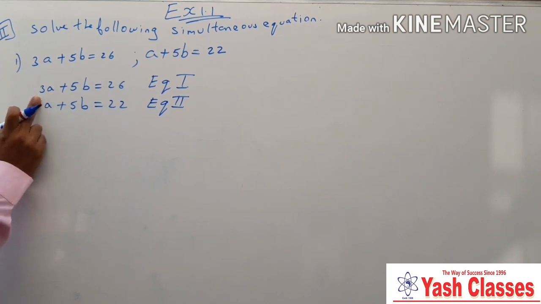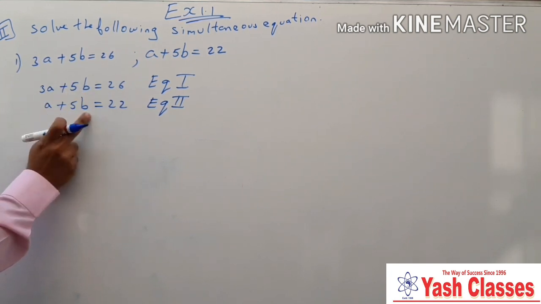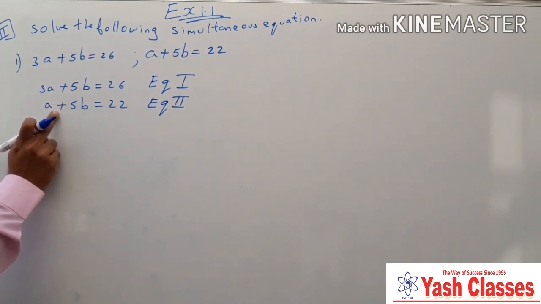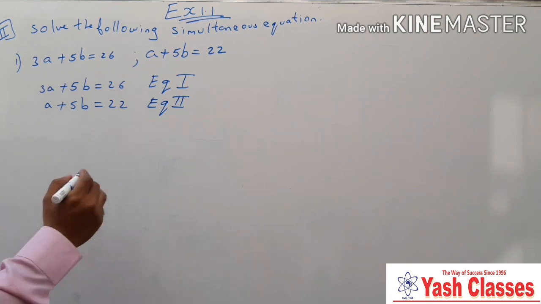You have to look at the a terms and at the b terms. In the first it is 3a and in the second it is a. And here it is 5b and here 5b. Both the signs are plus. If both are plus, you have to subtract. You have to write subtract.